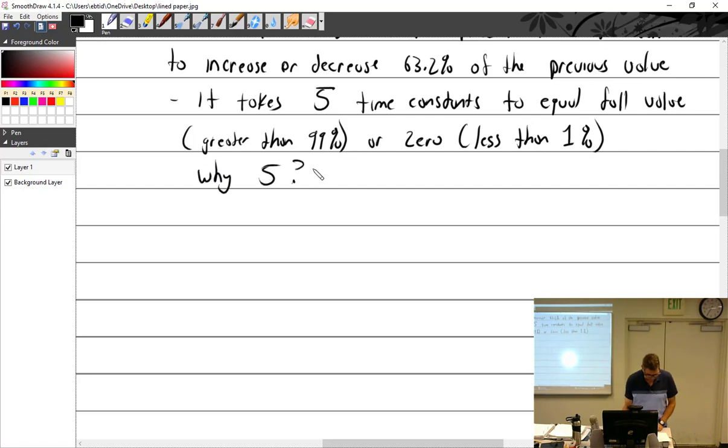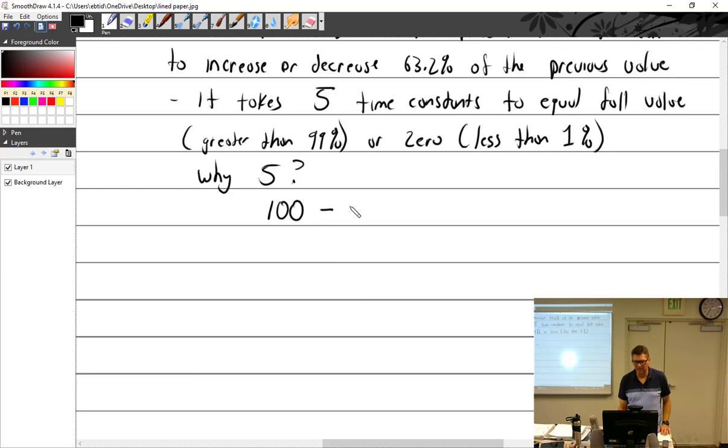Why 5? Well, if you have your calculator out, and we said, what is full value? Greater than 99. What is the fullest of full value we could have? 100%. So if we had 100%, and we're going to go down, we have 100%, and the difference is how much? 63.2%. So if I have a quantity of 100, we'll just say 100 is the max, it's full, like a percent.